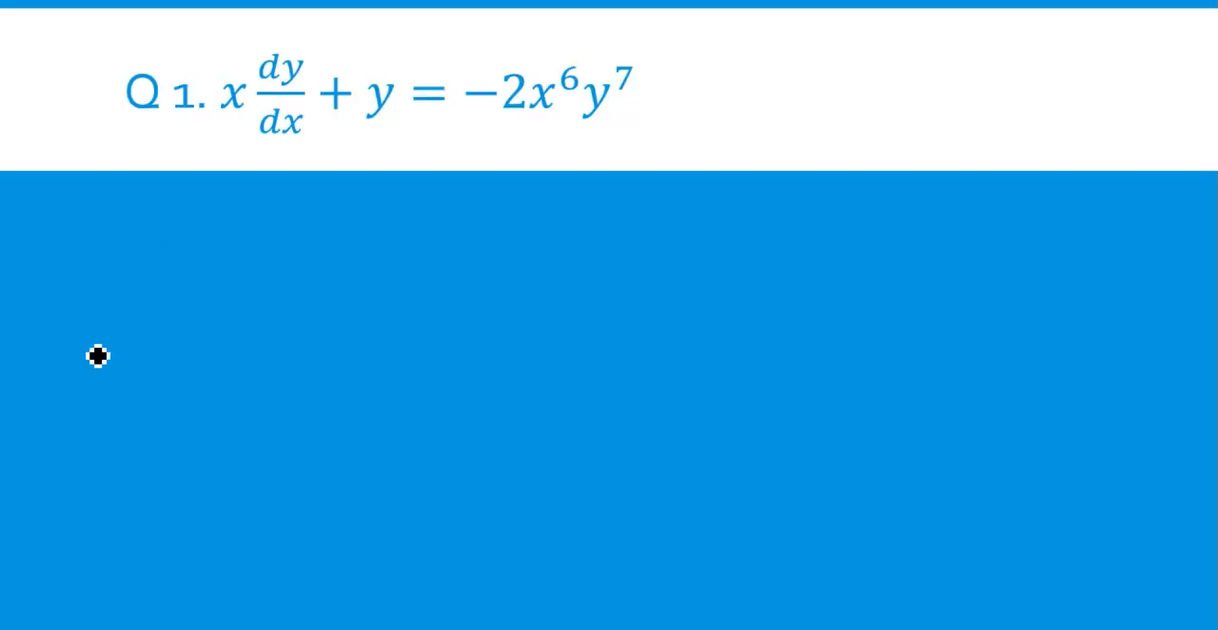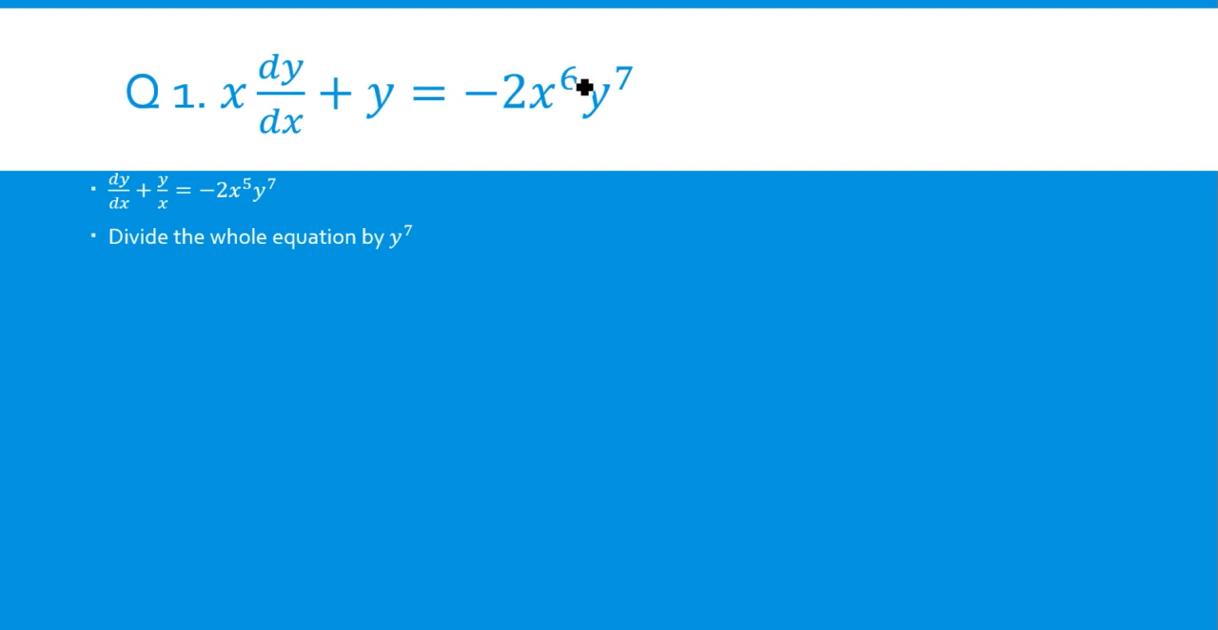So the first question is x dy by dx plus y is equal to minus 2 x to the power 6 y to the power 7. Here y is to the power 7, right? So n here is 7. The first step is to divide the whole equation by y to the power n, which is y to the power 7. So we first divide the whole equation by y to the power 7, and now to get rid of x next to dy by dx, I just divided the whole equation by x, and here also the power lessens by 1, so it is x to the power 5.